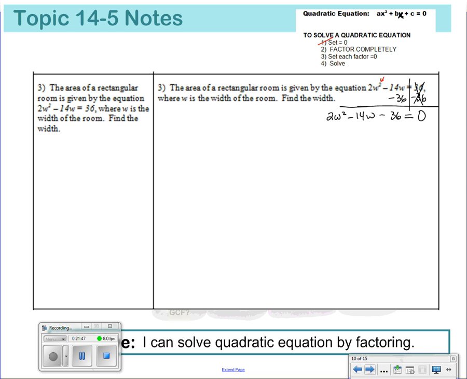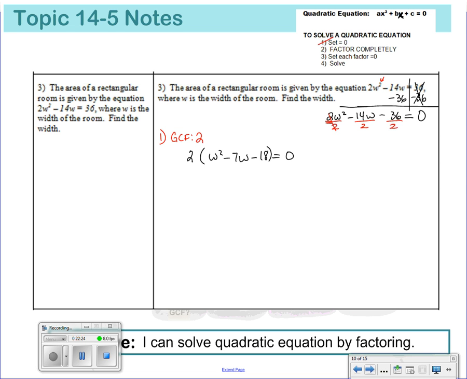We've taken care of our first step. Second step is to factor completely. So to factor, I need to start off with, do we have a GCF? I see there is a number in front of the w squared. It's a 2. So let's check and see, can everything be divided by 2? 14 can be divided by 2, 36 can be divided by 2. So 2 is a GCF. And when I divide out the 2, I end up with w squared minus 7w minus 18. This is now equal to 0.